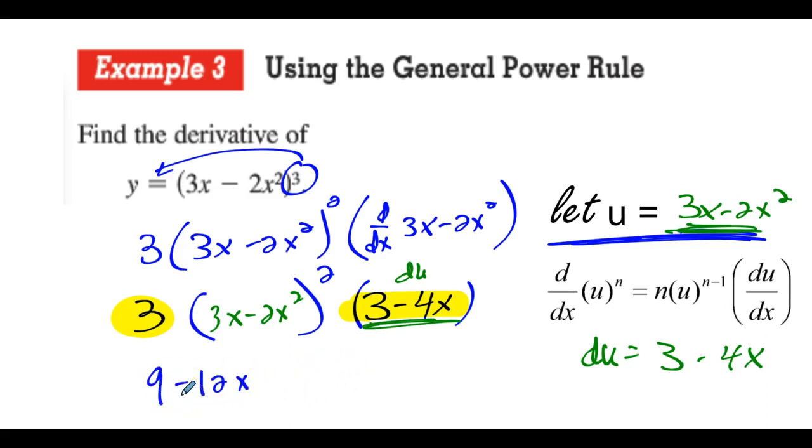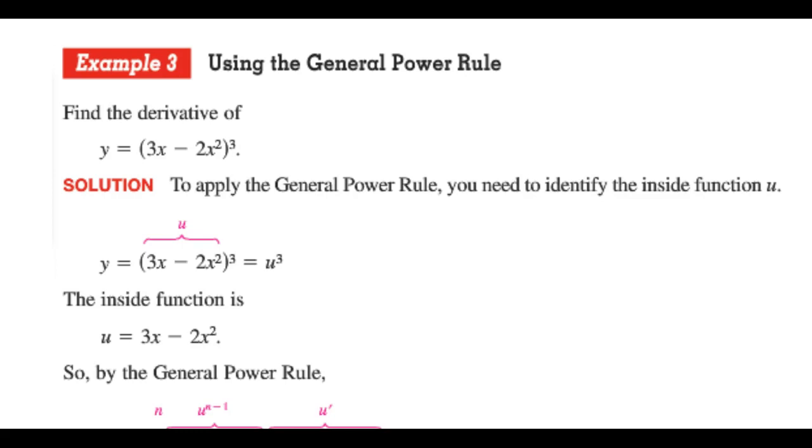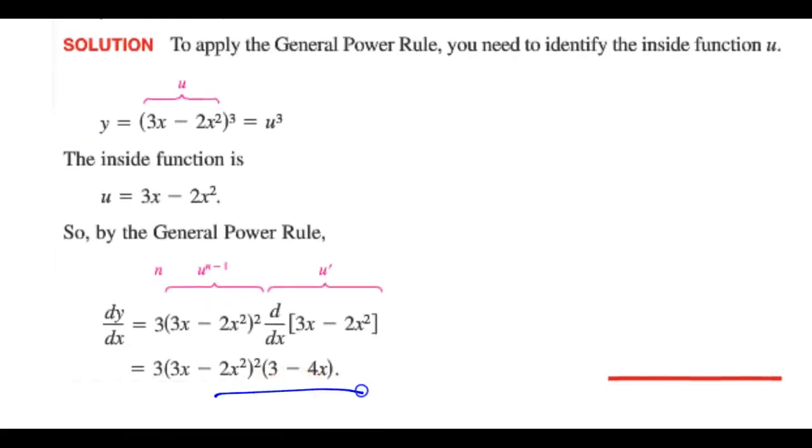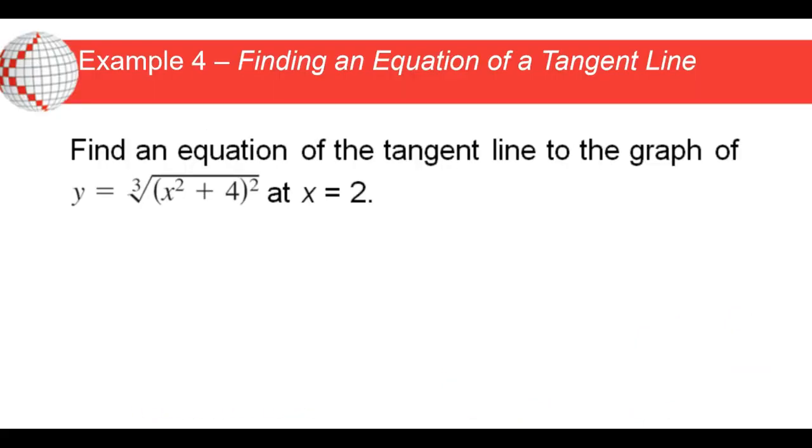No, I wouldn't. I don't know. Let's leave it. I keep saying factored form. Let's not even do 9 minus. Let's see what the author does. Hopefully they leave it in factored form. Yes, he does. Factored form. But I would certainly take 9 minus 12x times the quantity 3x minus 2x squared. That's the same mathematical answer. It's just I prefer factored form.